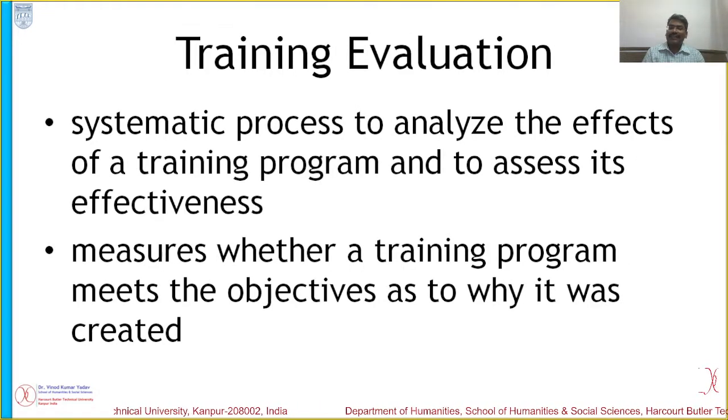So what exactly is evaluation? Yes, you need to evaluate the programs. It is simply a systematic process of analyzing the effect of a training program and assessing its effectiveness, to what extent your training has become effective.